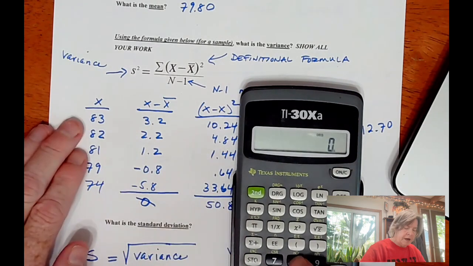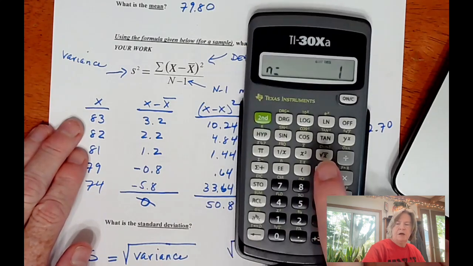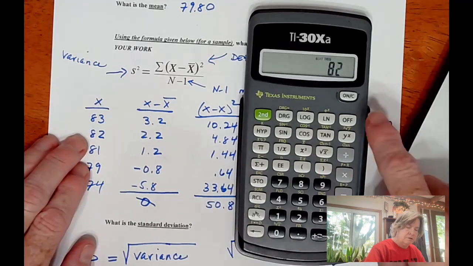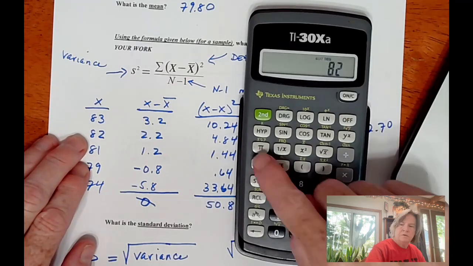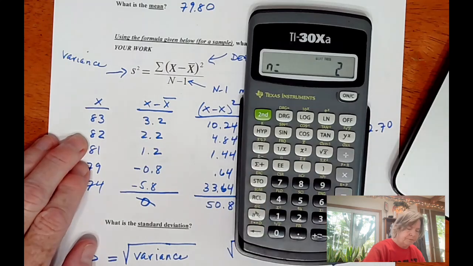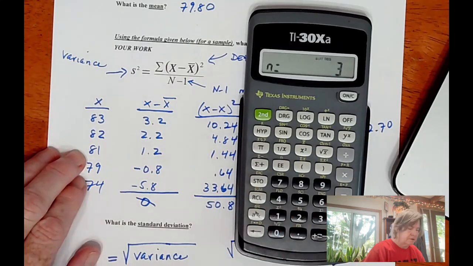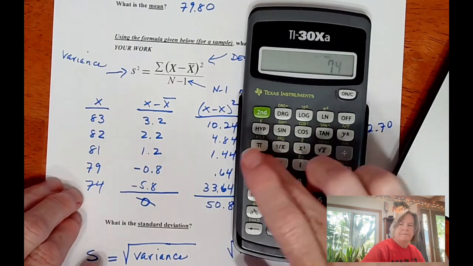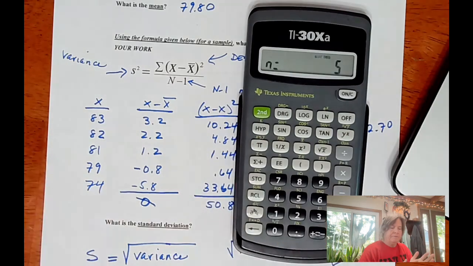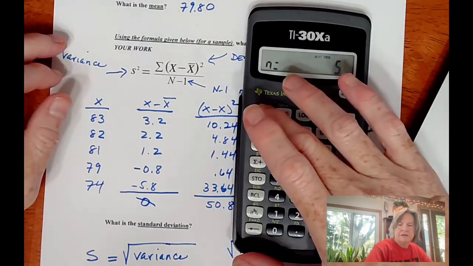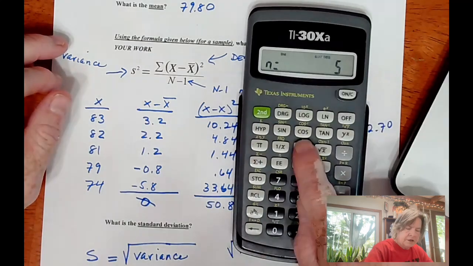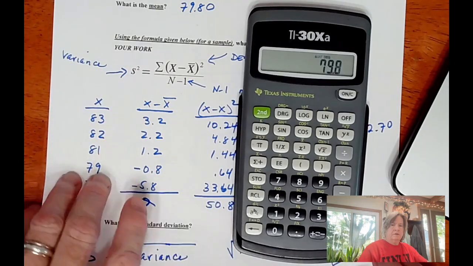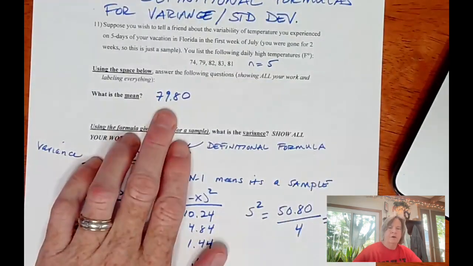All right, so I'm going to put 83 in sigma plus, and then it should go to n equals 1. 82 sigma plus, n equals 2, 81 sigma plus, 79, and then 74. Now I've got them in there, and to get the mean is the second key and the x squared, and so my mean is 79.8. And I wrote that up here, 79.8.